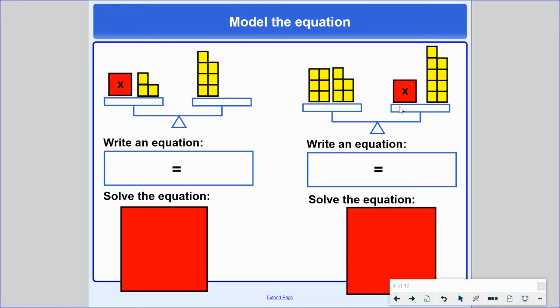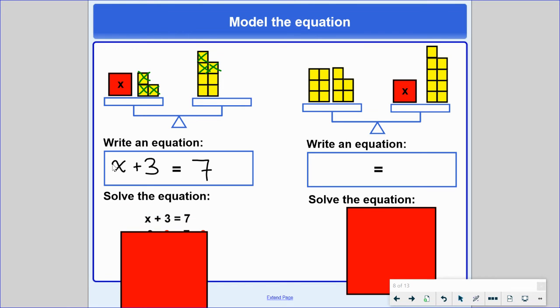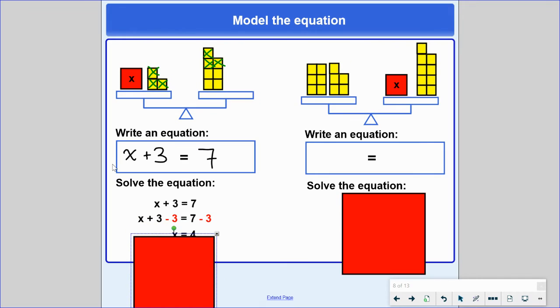All right, let's think about this pictorially. What do we want to do? Let's start with writing an equation. On the left side, I see an X and I see 3 additional blocks. On the right side, I see 1, 2, 3, 4, 5, 6, 7. We would like to solve it and get rid of those 3 blocks. But remember, anything we do to one side, we must be fair to the other. So what I just drew was canceling, getting rid of, or eliminating 3 blocks. How do we write that with numbers and symbols?